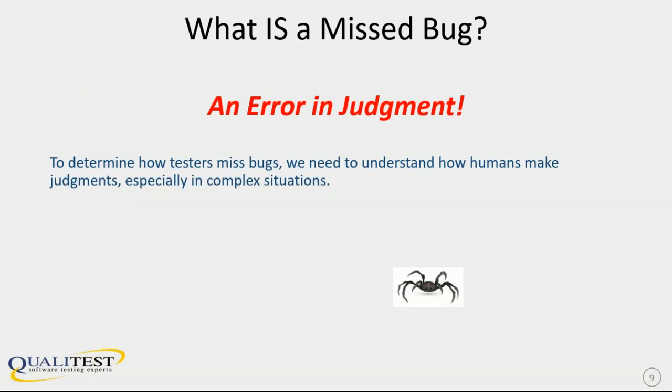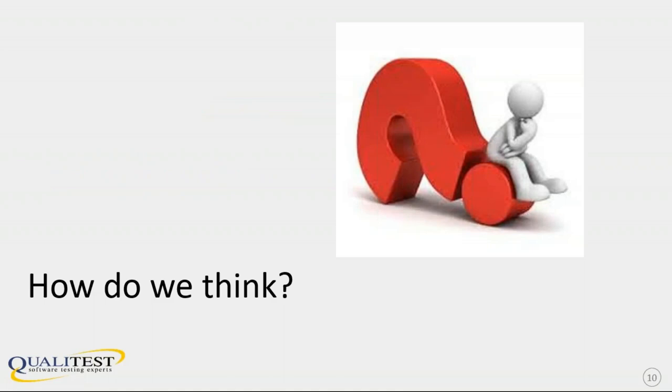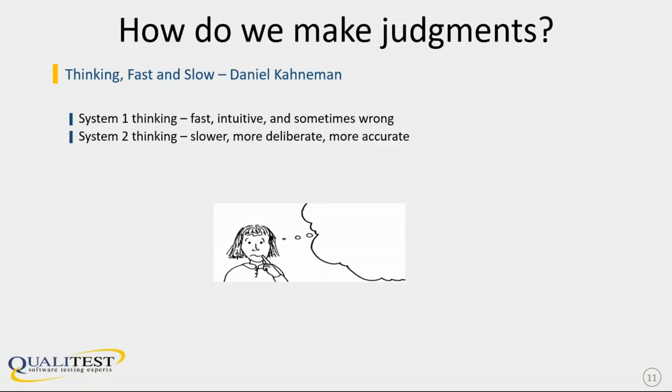So the more I thought about that, to determine how testers miss bugs, we need to understand how humans make judgments, especially in complex situations like testing. So we need to take a look at how we think. How do we think? How do we make judgments? This is something that Daniel Kahneman and Dan O'Reilly and a bunch of social scientists have taken a look at. There's a couple of ways. Daniel Kahneman put together a framework of models of thinking.